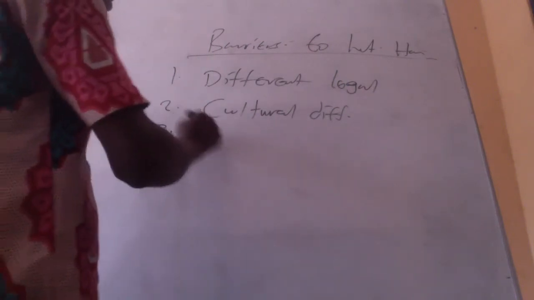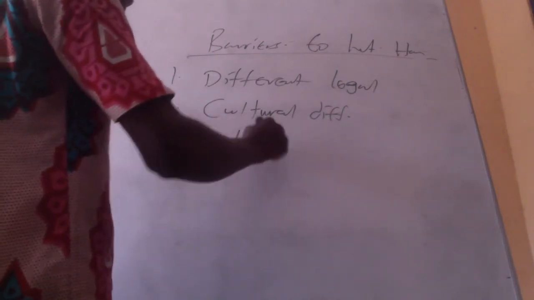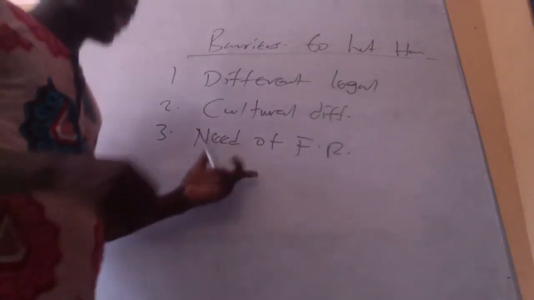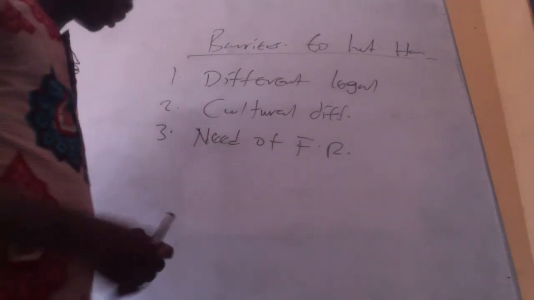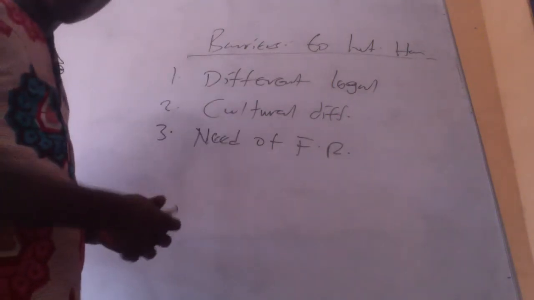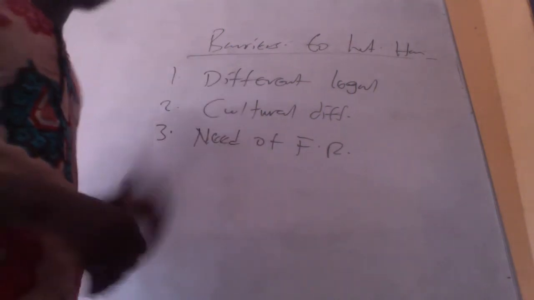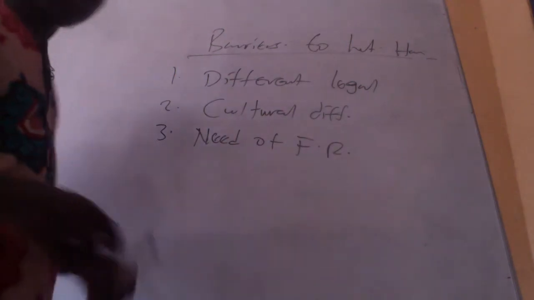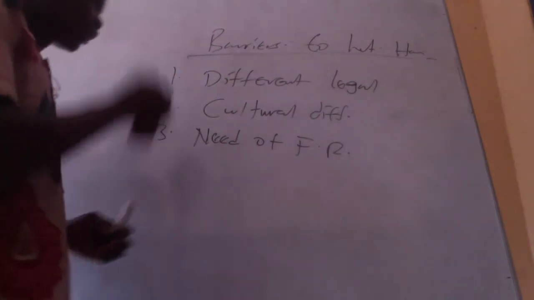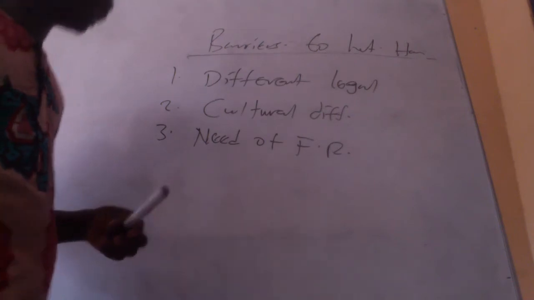Now the third point that I'll talk about is the need for financial reporting. Some countries only prepare financial statements or only report when they owe the government, or when they are going to pay tax. So the needs of financial reporting are different. So the needs are what? Different.